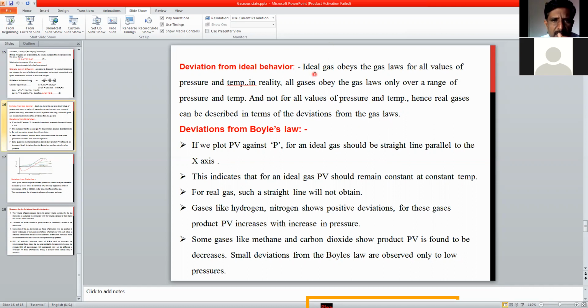Now, what is meant by ideal gas laws? If they obey for all values of pressure and temperature, there are certain values of pressure and temperature at which the gas obeys the ideal gas law, that is, ideality.